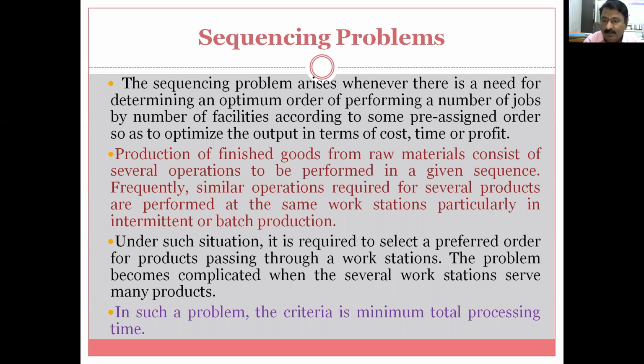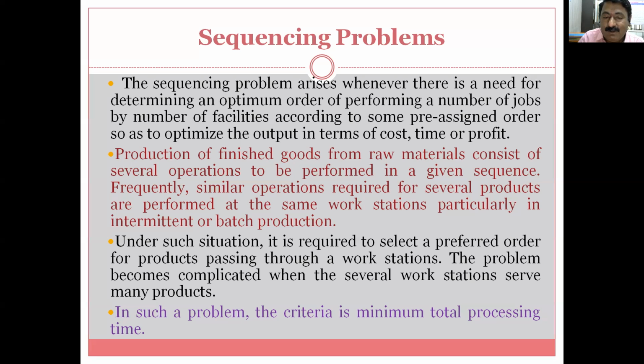The production of finished goods from raw material consists of several operations to be performed in a given sequence. Frequently, similar operations required for several products are performed on the same workstation, particularly in intermittent or batch production. We have already discussed the example of a hammer, and many examples of automobiles, etc. So starting from raw material, it consists of several operations.